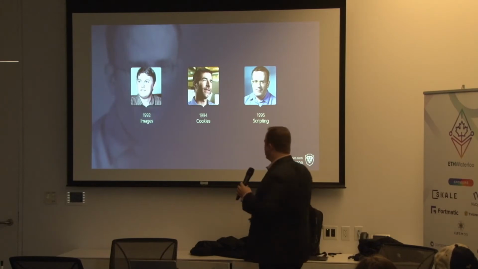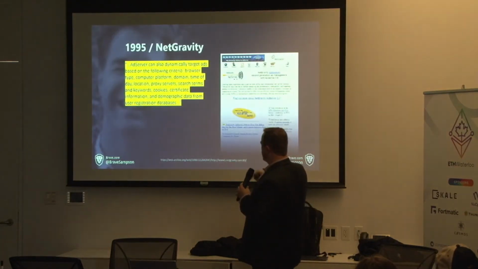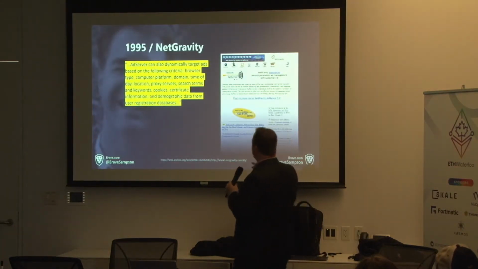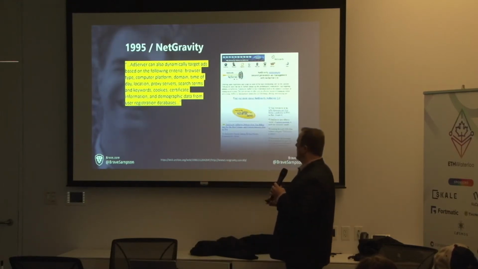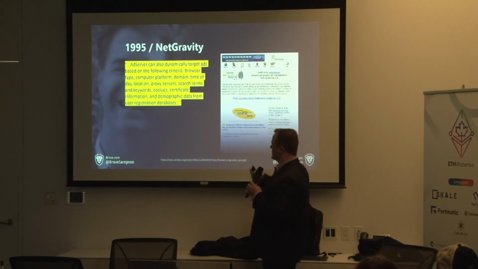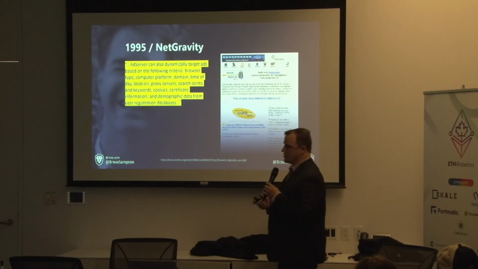And so in 1995, DoubleClick was created, NetGravity was created. This was the work of John Danner and Tom Shields, and they boasted that their ad server can dynamically target ads based on the following criteria: browser type, computer platform, the domain, the time of day, location, proxy server, search terms, keywords, cookie certificates, more information, and even user registration databases.